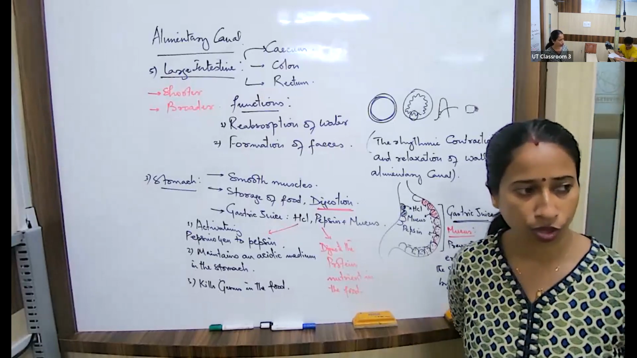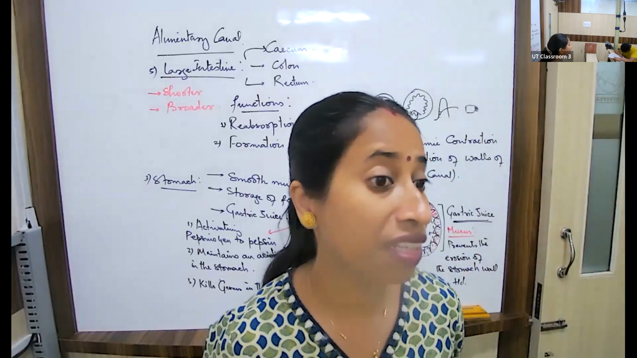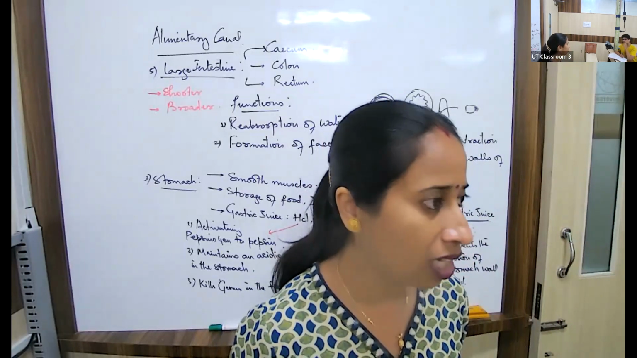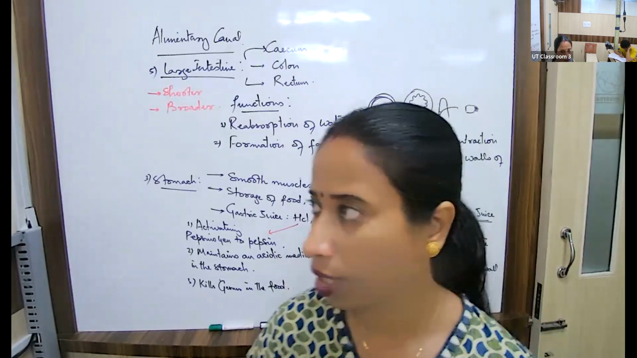In the next class, we are going to understand the digestive glands. We already mentioned them, no? What are the 3 digestive glands? Salivary glands, the liver, the pancreas. We have to study these 3 glands.